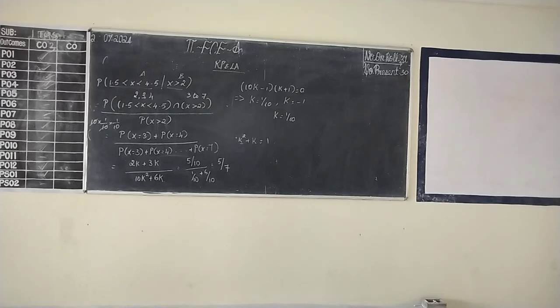For each x we have to take the cumulative. We have to add up the cumulative in total to see where it becomes greater than 1 by 2. So you are going to start with the cumulative probability. Okay, so third one, probability of x equal to 0.